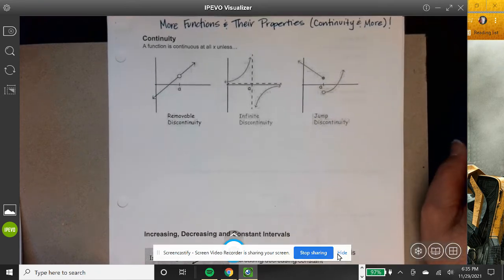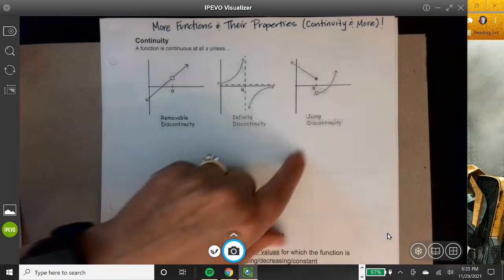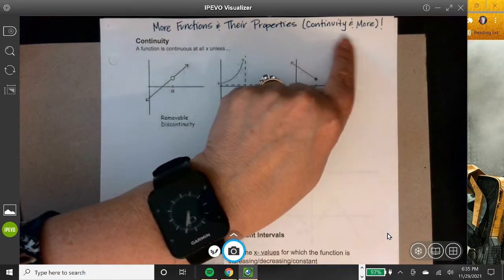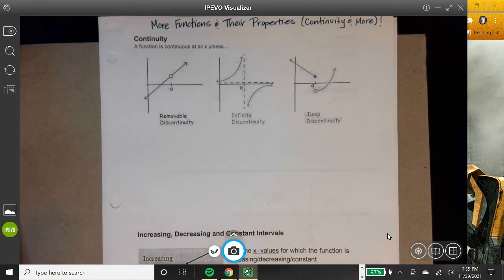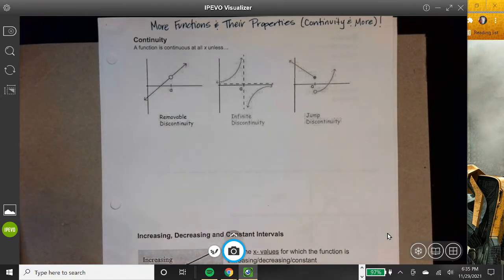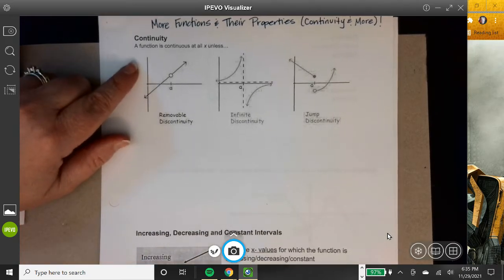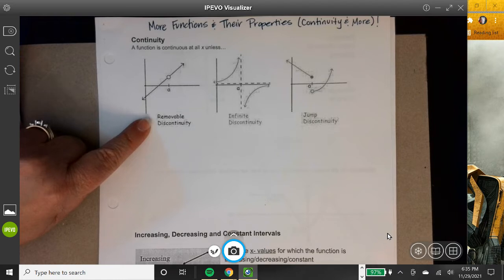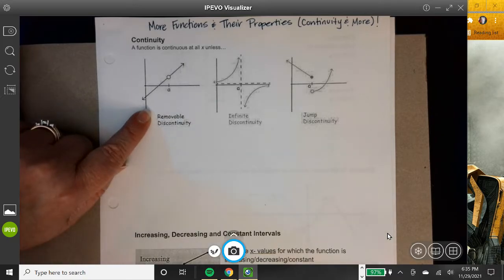All right, we're going to continue our discussion about functions and their properties involving continuity properties and more. On your guided notes here, I want you to notice that I have three types of discontinuities a function might have. The first one is a removable discontinuity, and a removable discontinuity looks like what I have right here. So we're at x equals a.